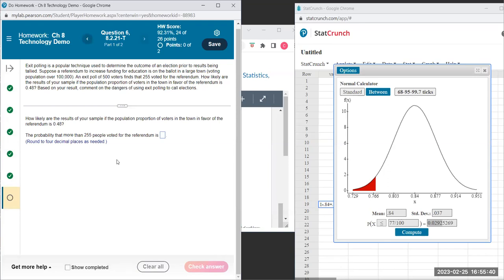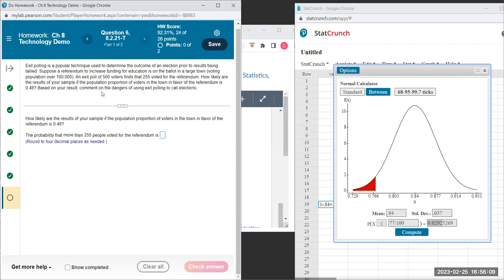Exit polling is a popular technique used to determine the outcome of an election prior to results being tallied. Suppose a referendum to increase funding for education is on the ballot in a large town. An exit poll of 500 voters finds that 255 voted for the referendum. How likely are the results of your sample if your population proportion of voters in the town in favor of the referendum is 48%?